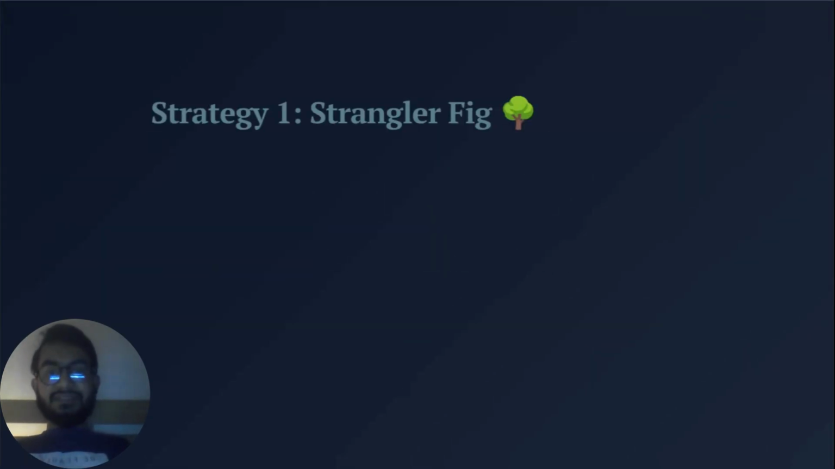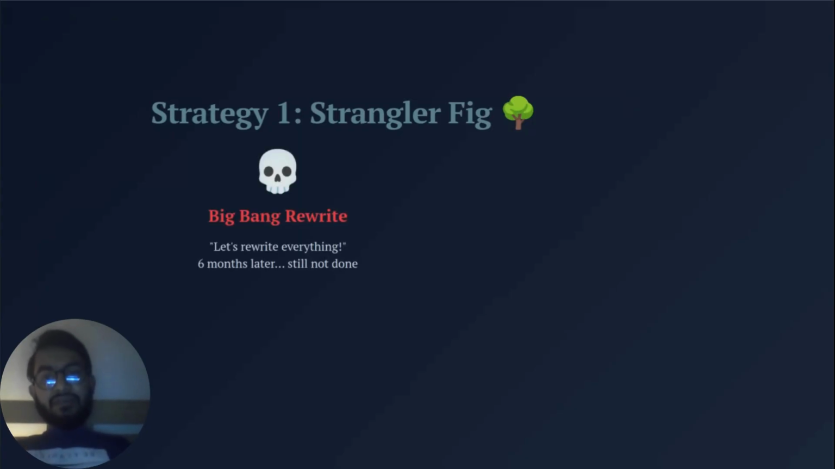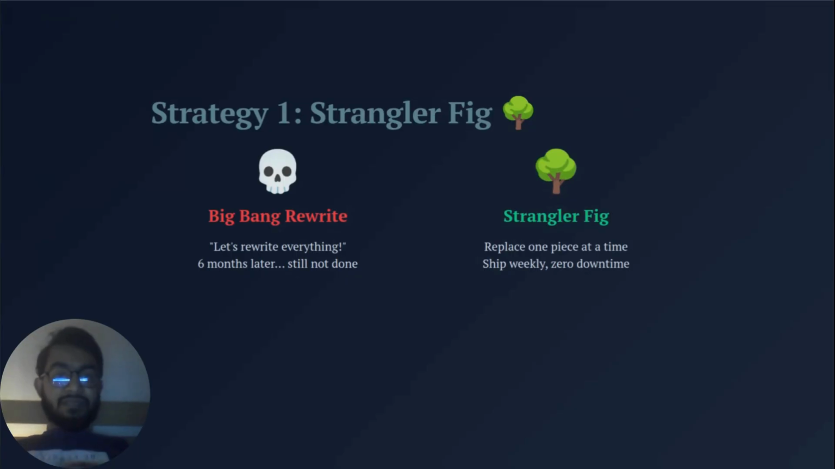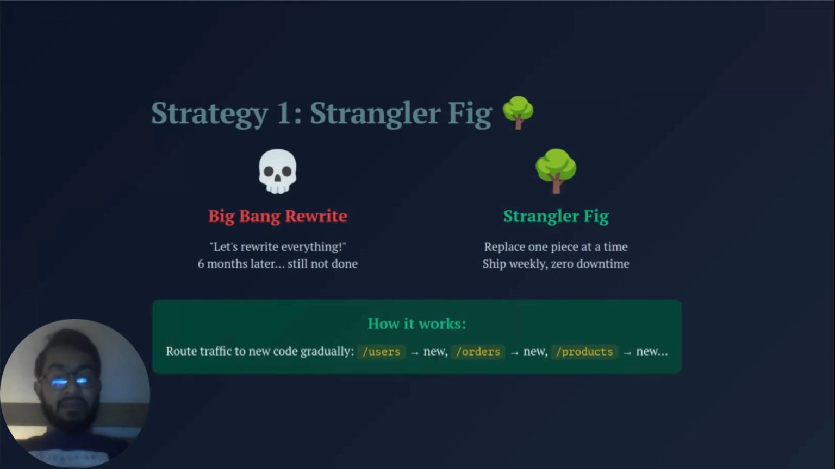So strategy one, Strangler Fig. What is it? Let's say you are willing to do a big bang rewrite, like let's rewrite everything, and 6 months later it's still not done. What you can do is follow the Strangler Fig pattern, which replaces one piece at a time, and you can ship quickly, with zero downtime.